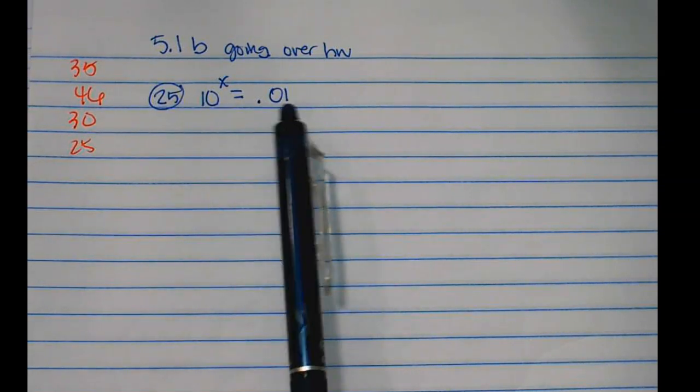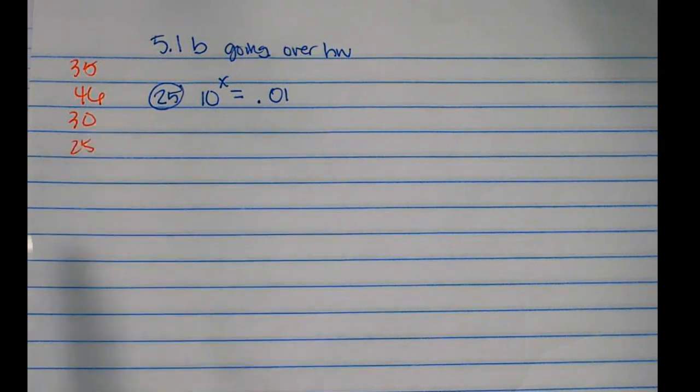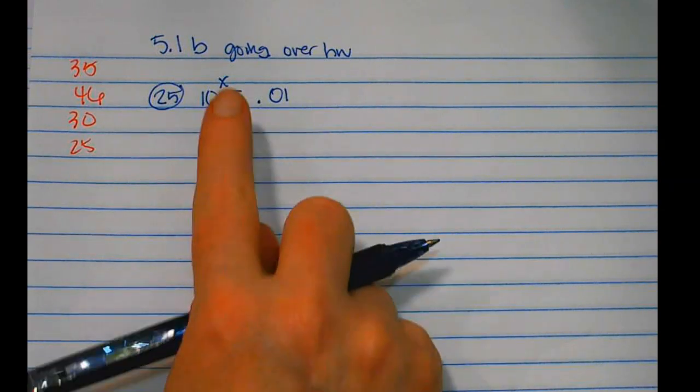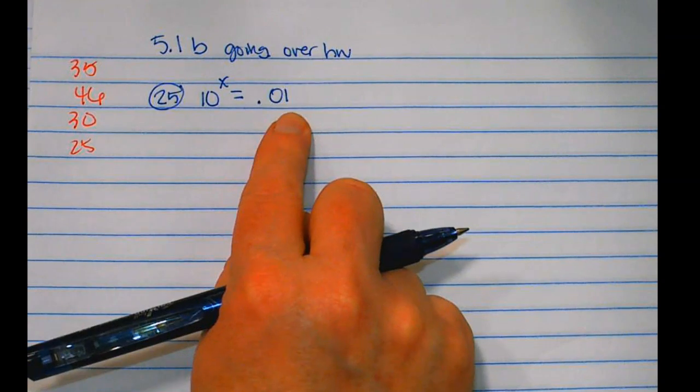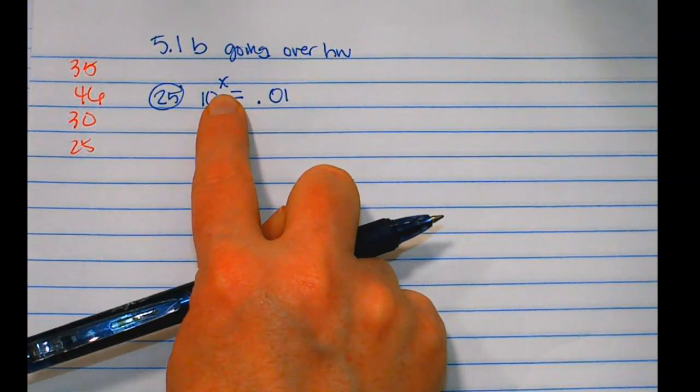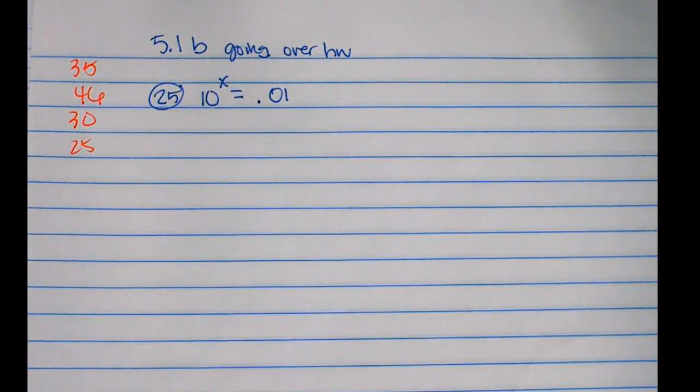Okay, so 25 says 10 to the x equals 0.01. So we need a big number, 10, to be a small number. That idea I would like to start with because I think that is key in knowing what's happening here. If I need a big number, 10, to be a very small number, I need this exponent to be negative. So as far as just thinking through the problem, that's something to consider.